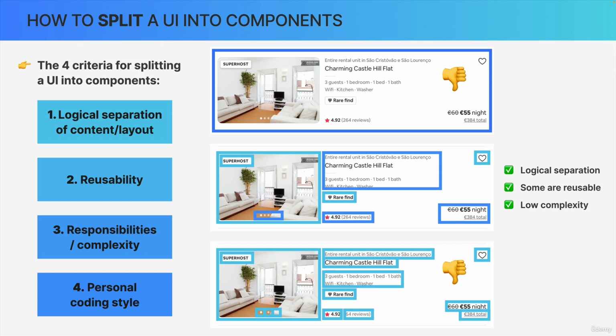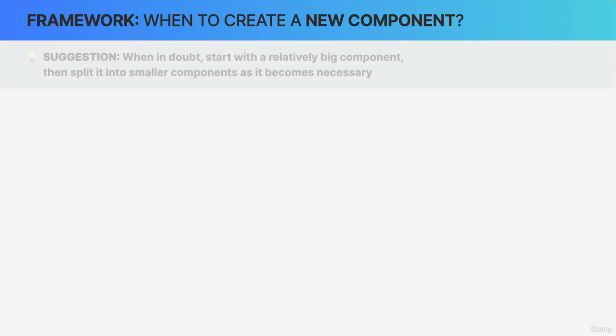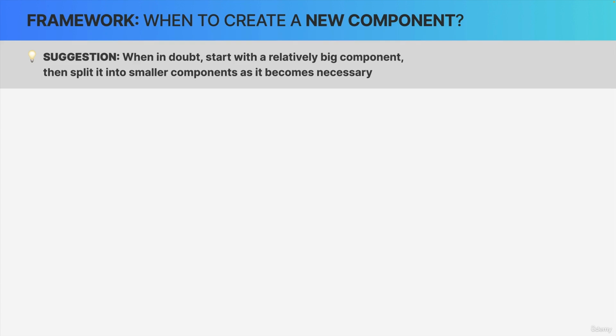Alright, but now let's actually dig a bit deeper into all these different criteria. So what I want to do in this slide is to give you something like a framework that will help you create new components from bigger components. So the idea is that when you're creating a new component and you're in doubt about what the component should include, just start with a relatively big component, but not a huge component, and then split that bigger component into smaller components as it becomes necessary.